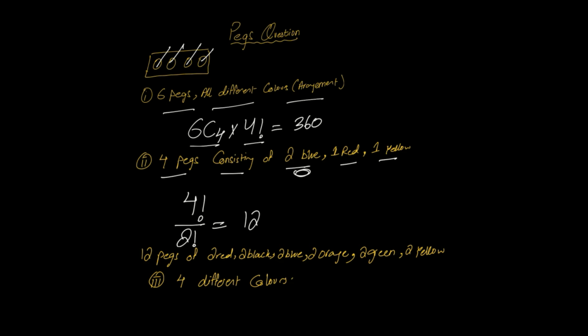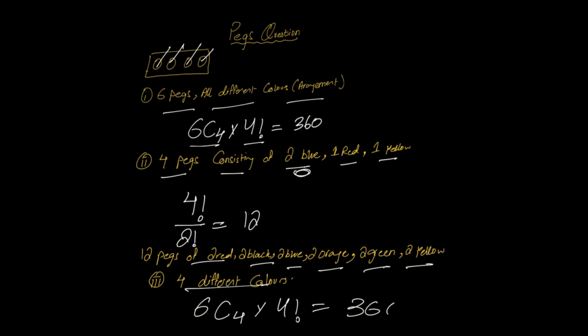Okay, now 12 pegs of 2 red, 2 black, 2 blue, 2 orange, 2 green and 2 yellow are placed, and we have to arrange 4 different colors. So this is very simple. We have 6 different types of pegs and we have to choose 4 of them, and they can be arranged in 4 factorial ways, which is equal to 360.